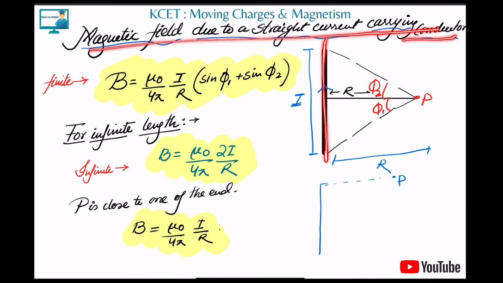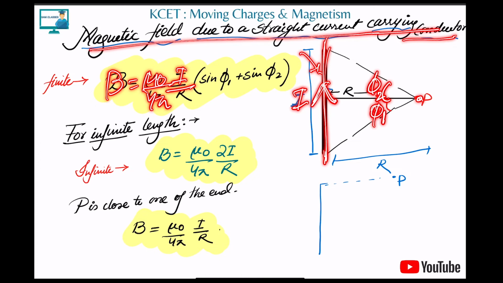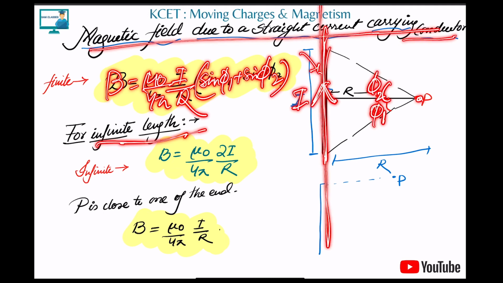So here we have a straight current carrying conductor. Let's say the current is going like this, but it is finite. Now here at P it is making an angle phi 2, and it is making an angle phi 1. So the magnetic field B is given as mu naught I by 4 pi r, where r is how far we are, times sin phi 1 plus sin phi 2. This question came in KCT. Very important. Now suddenly what they'll do is go for infinite length. Now the moment you make it infinite, what will happen?